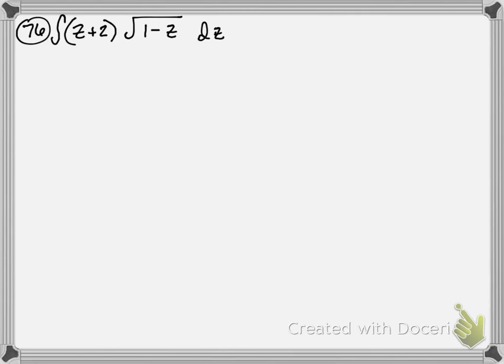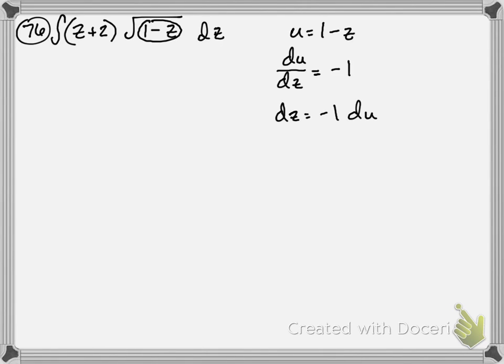All right. Now, we're going to let this be u. That's my u. So u is equal to 1 minus z. So my du/dz is negative 1. Which means when I flip it, dz is still negative 1 du. So I'm going to go back in and plug in some stuff that I have.